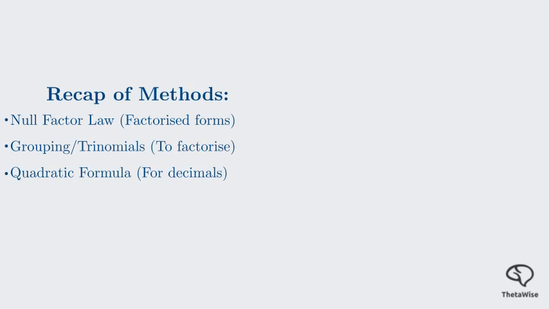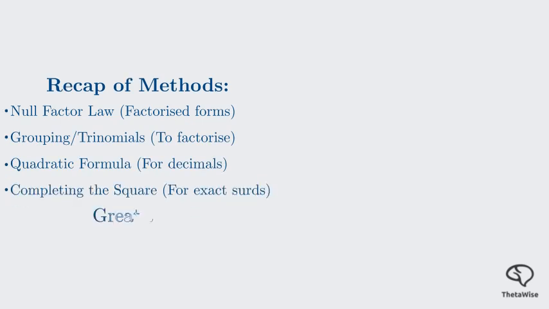Let's recap what we've learned about quadratic equations. 1. Null factor law for factorized forms. 2. Grouping or trinomials for factorizing. 3. Quadratic formula for decimals. And 4. Completing the square for exact surd values. You have now covered all the primary ways to solve quadratic equations for your IGCSE. Great job!